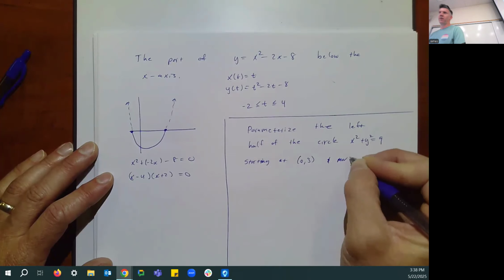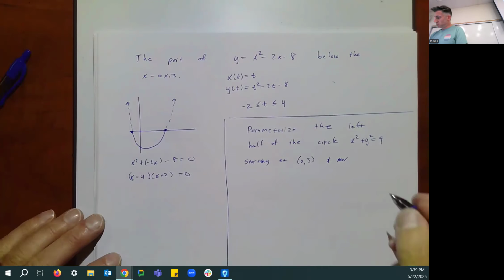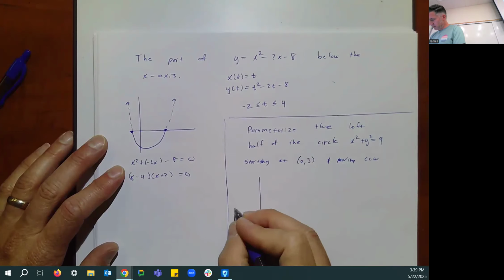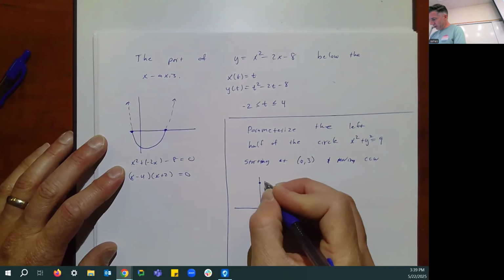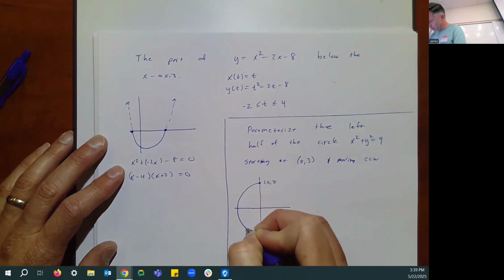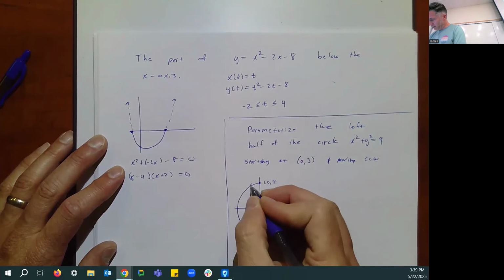It would have to be counterclockwise if you're starting at the top and going on the left side of the circle down to the bottom. So we're starting up here at (0, 3), and we're tracing out the left half of the circle until we get down to the point (0, -3).